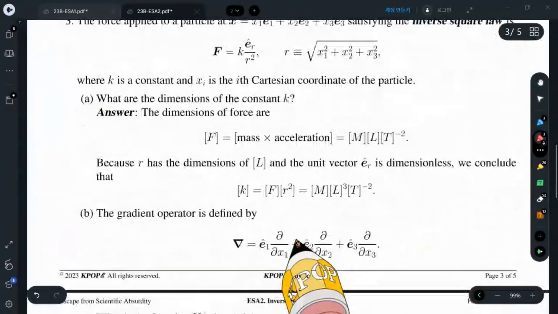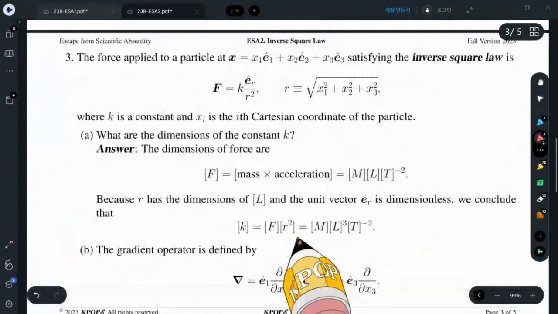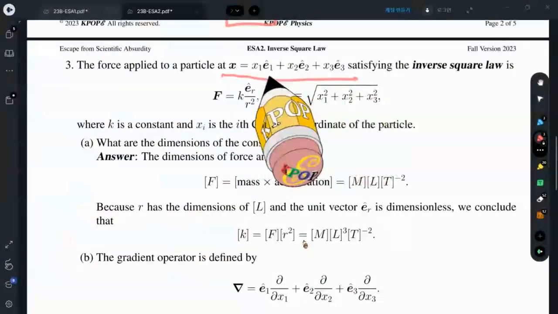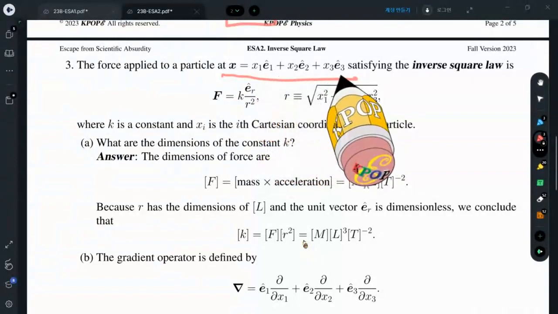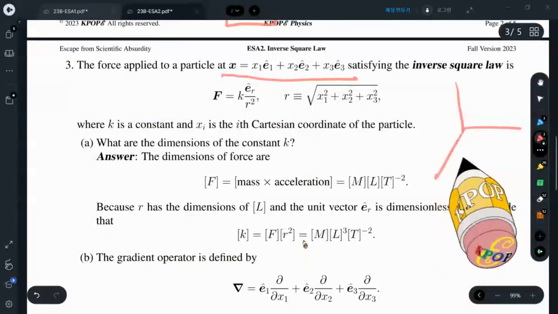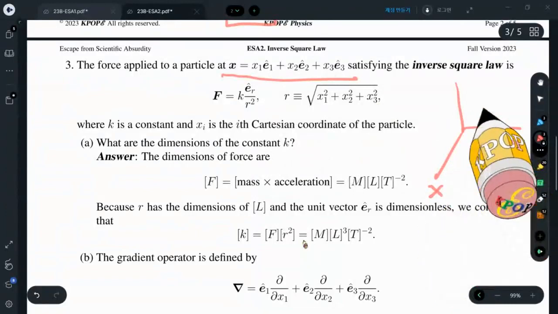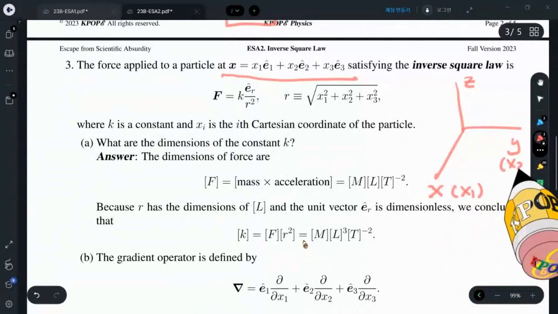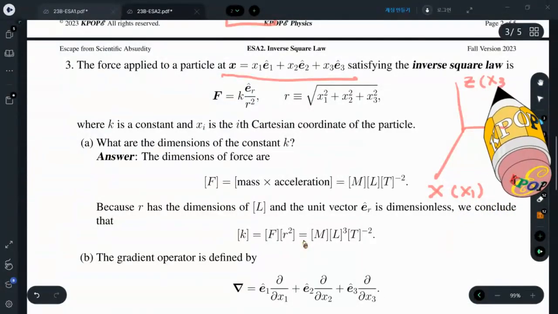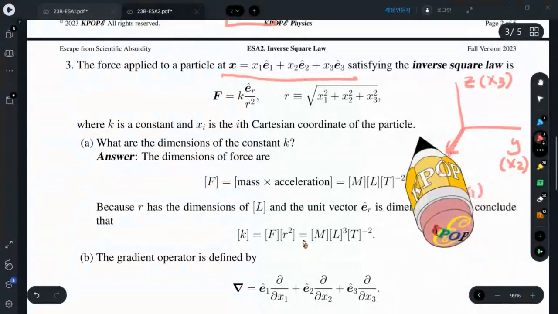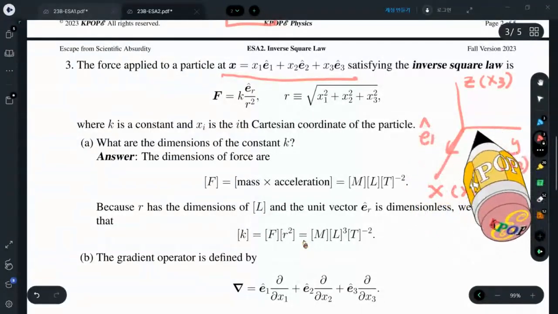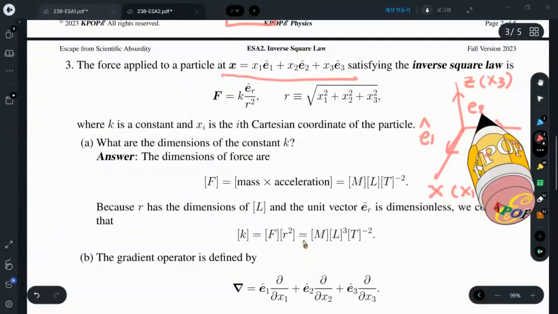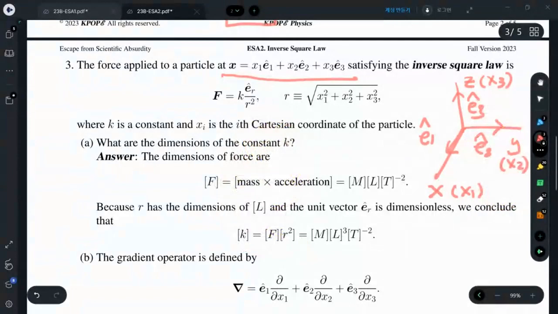This is the most general case for the inverse square law. We are actually living in three-dimensional Euclidean space. And these, E1 hat, E2 hat, E3 hat, are unit basis vectors along the x, y, and z axes. So I denote this by x1, x2, x3, and this is unit vector E1 hat and E2 hat, and this is E3 hat. Okay.